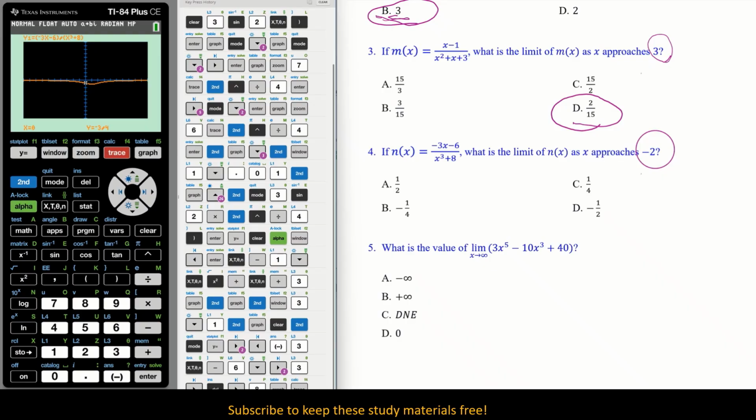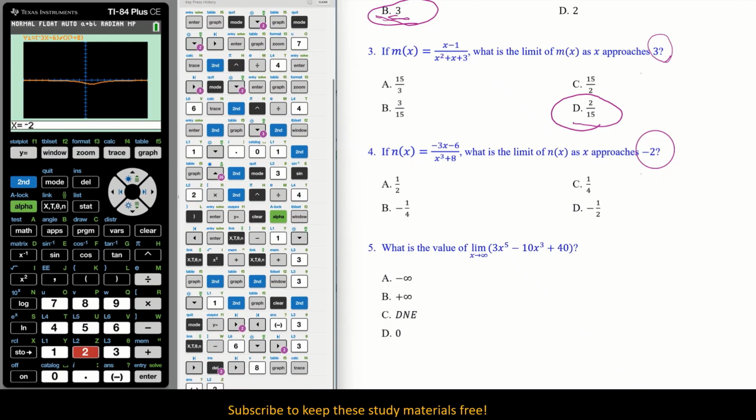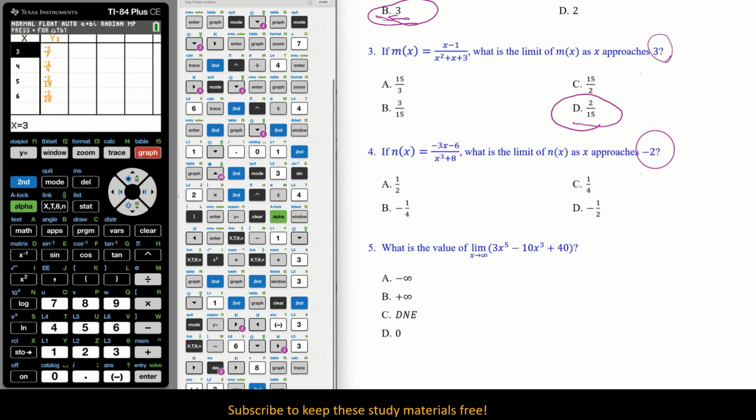I'm going to say trace, and I'm going to go to the -2. Push enter, and see what it's doing. It's not giving us a value. So now I'm going to say second graph. We want -2. I'm going to go to -2. Let's see what happens. There's a hole literally in our graph. It is discontinuous at -2.